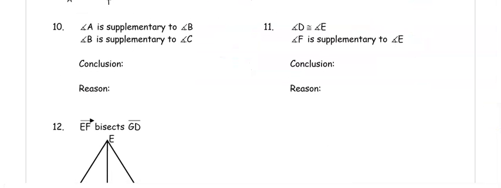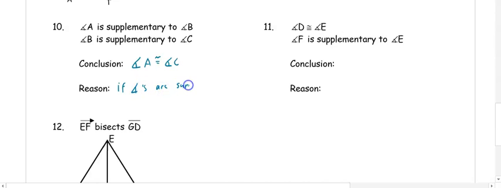In number 10, A is supplementary to angle B. B is supplementary to angle C. So our conclusion here is that A is going to be congruent to C, because if angles are supplementary to the same angle, then the angles are congruent.